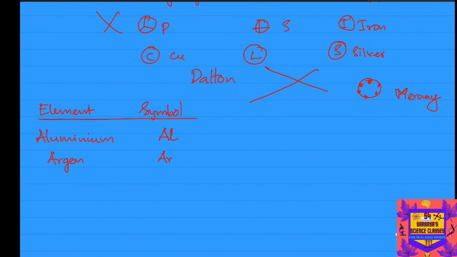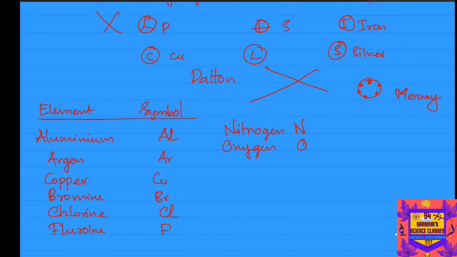You can see copper: for copper it is Cu. And bromine, with the first letter capital and the second in small letter. What about chlorine? Chlorine is Cl. Some elements use only one letter, for example fluorine, where we use only the capital letter F. If it is nitrogen, then it is N. Oxygen is simply O. And zinc is Zn, and so on.